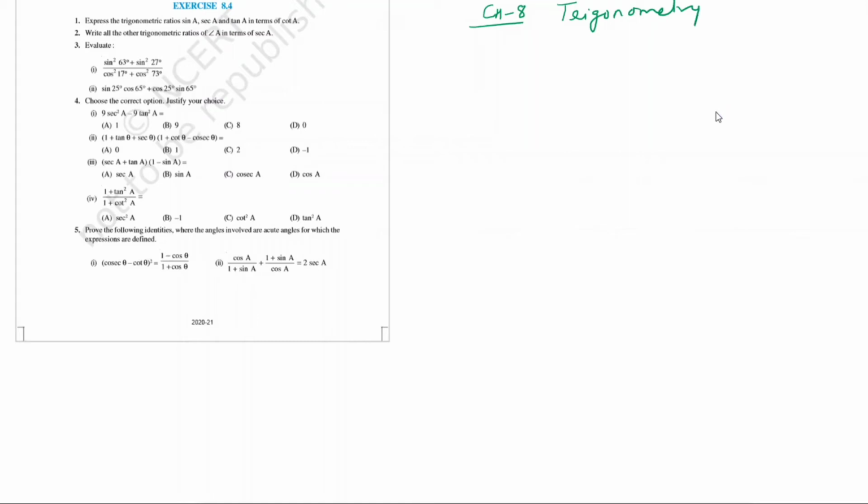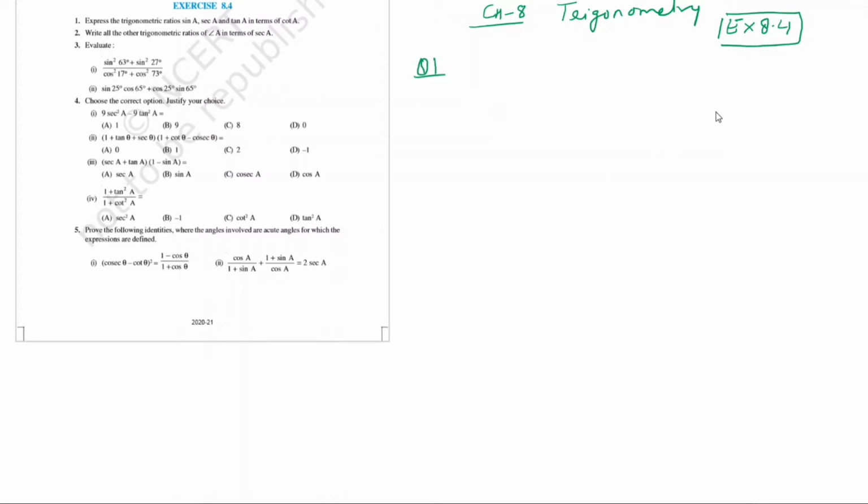Today I am taking trigonometry, and this is exercise 8.4, the exercise which most of the students dread solving. So I am taking questions from the beginning, and I hope I am able to do justice and to make you understand.